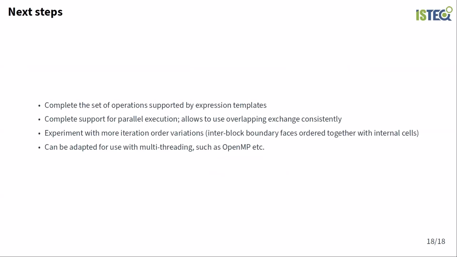And yeah, so next steps to improve this code would be to complete a set of operations, complete support for parallel communication, which actually also needs a little bit of work because of the patchInternalField and patchNeighbourField functions that also create temporaries. So we have to remove that. And then we can experiment with different orders of iteration or different parallelization techniques, such as OpenMP or GPU or something else. So this opens the way to further improvements and to further exploration.